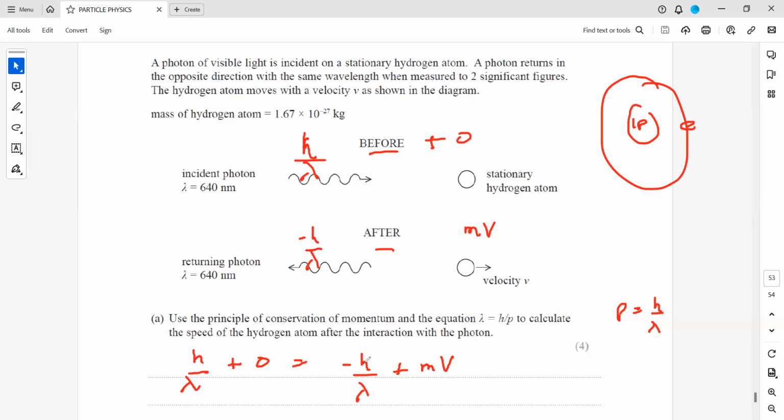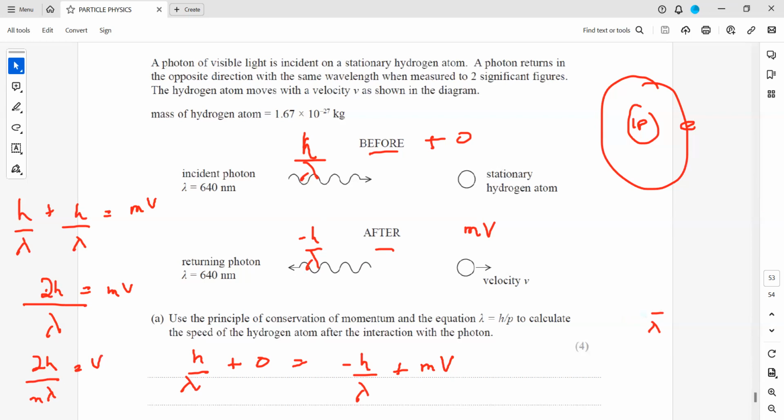So we'll just simplify. This will go to the other side. So h over lambda plus h over lambda is equal to mv. So 2h over lambda is equal to mv, or 2h over m lambda is equal to v, where 2 is there because the direction has changed. That's why the factor 2 is there. So we'll just substitute all the values here.